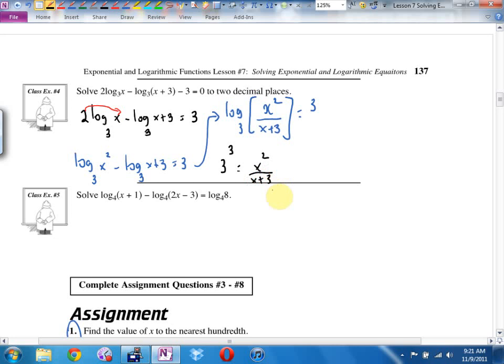Math 8. Is this not one fraction equals one fraction? Cross multiply. I'm going to write this as 27 times x plus 3 equals x squared times 1.